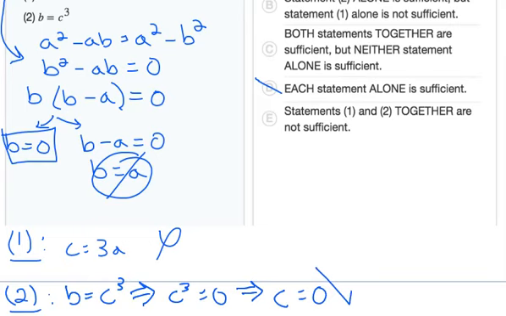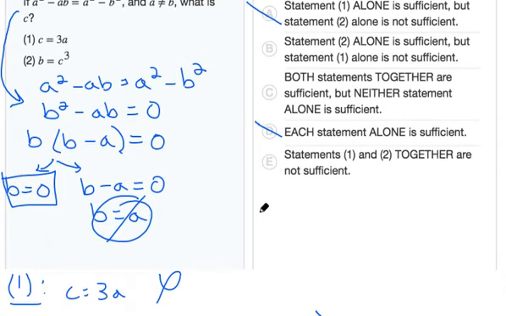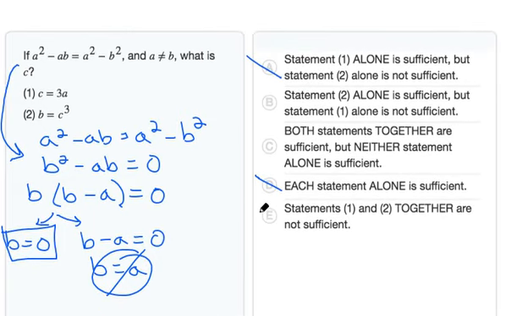So if we take a look at the answer choices, we could eliminate answer choices C and E since statement 2 is sufficient, and so our final answer choice would be answer choice B. Statement 2 alone is sufficient, but statement 1 alone is not sufficient.